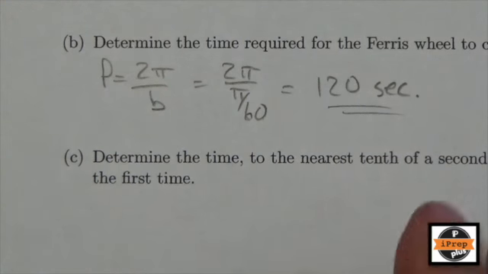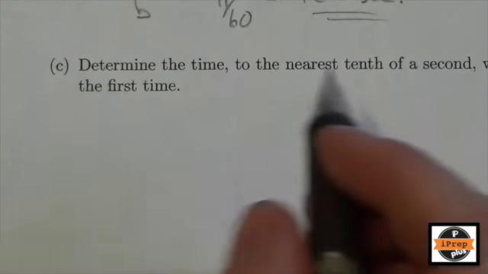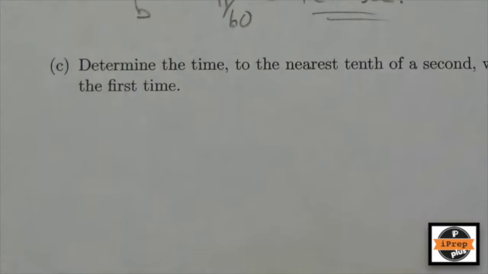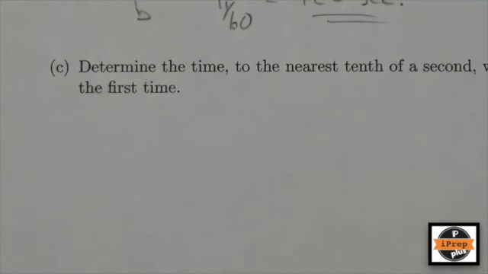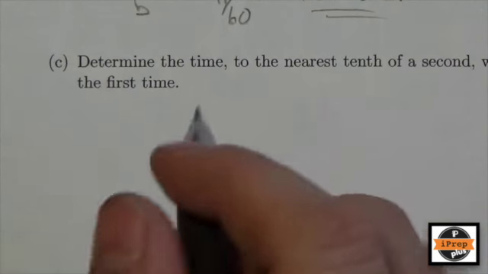Now, the last question here says determine the time to the nearest tenth of a second when the rider is at 17 meters for the first time. Previously, we had answered this using the calculator, and that really is the expected way that you would approach this, but you don't need to. Okay, let me show you.